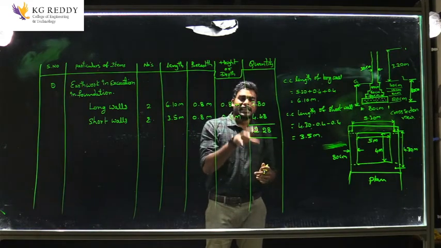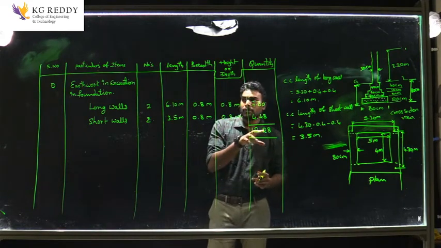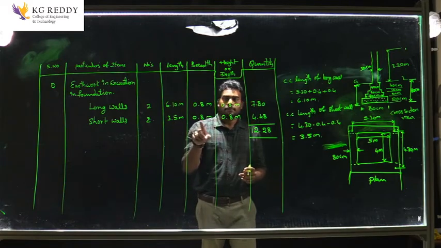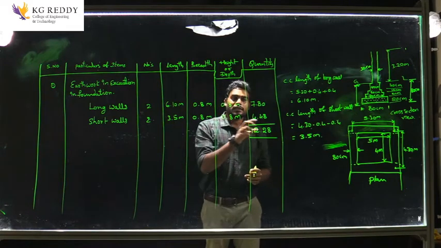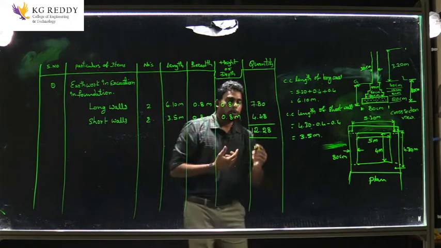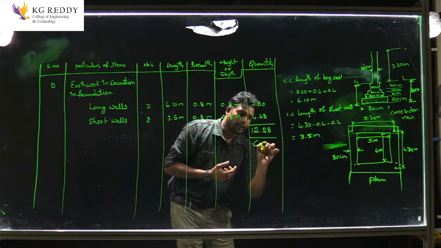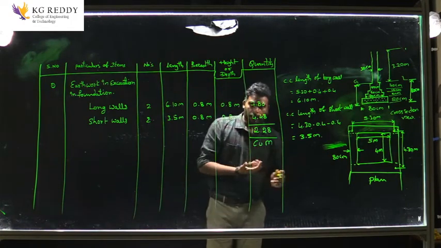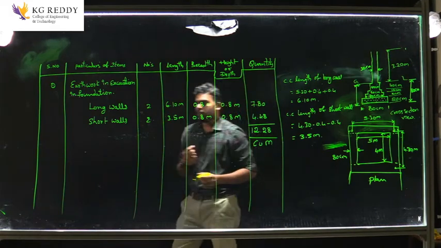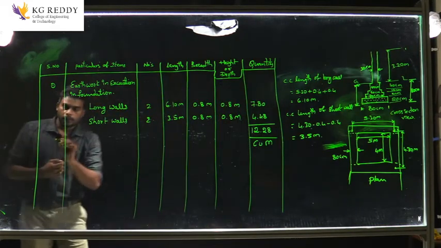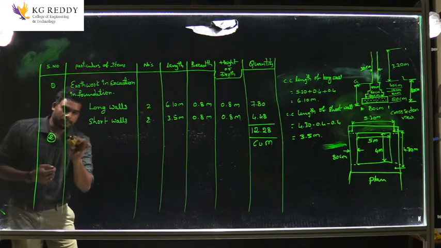So it is three-dimensional. Three-dimensional means it has length, breadth and depth. That's why the unit is cubic meters, or meter cube, right? So the next step is we need to find out the lime concrete in foundation.